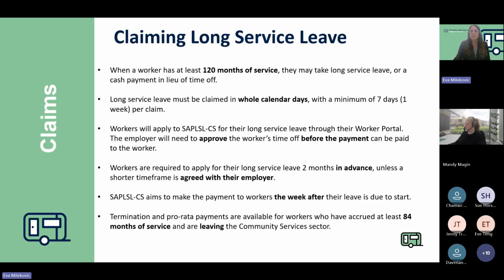Now let's talk about how workers claim long service leave. Workers who have completed at least 120 months of service can either take time off or request a cash payment instead. Leave must be claimed in whole calendar days with a minimum of 1 week per claim. Workers submit their application through the worker portal, but the leave won't be paid until the employer approves the time off. The standard rule is that workers should apply 2 months in advance, but you can agree to a shorter notice period if needed. Payments are generally made the week after the leave starts, so the worker has access to their pay on time.